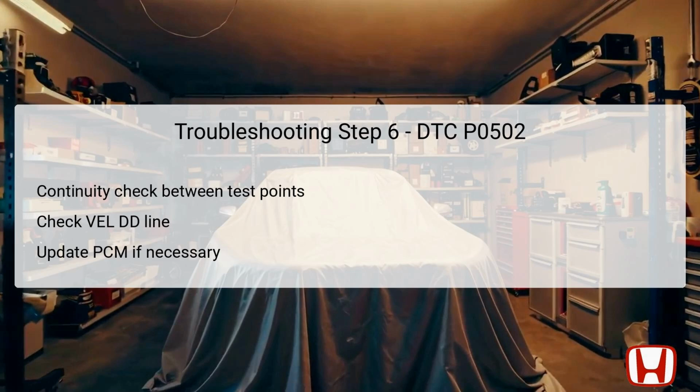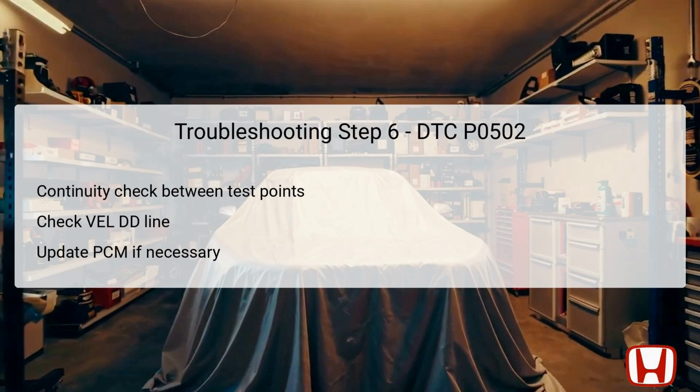Once again, with the vehicle in off mode and the relevant connectors disconnected. Test point 1 being the number 3 terminal of the CVT speed sensor 3P connector, and test point 2 being the number 8 terminal of the PCM connector B51P. A successful continuity result confirms that the VEL-DD wire is functioning correctly.